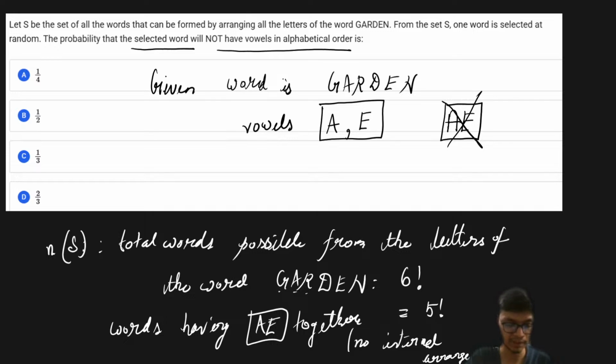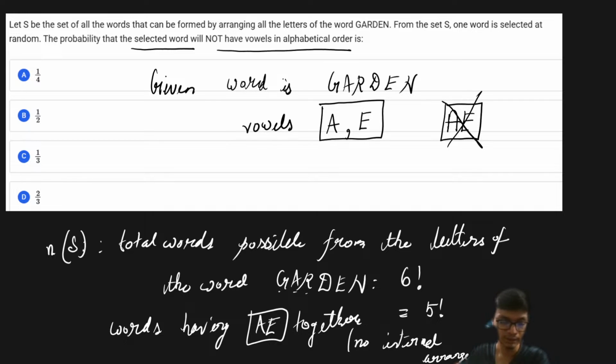So let me check if I'm not correct, right? Basically favorable cases are the cases that have A and E not in the alphabetical order. Okay, so it is talking about the selected word not having the vowels in alphabetical order. So let me recheck the calculation again.